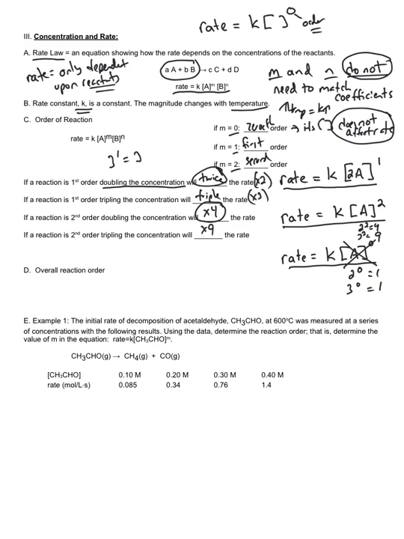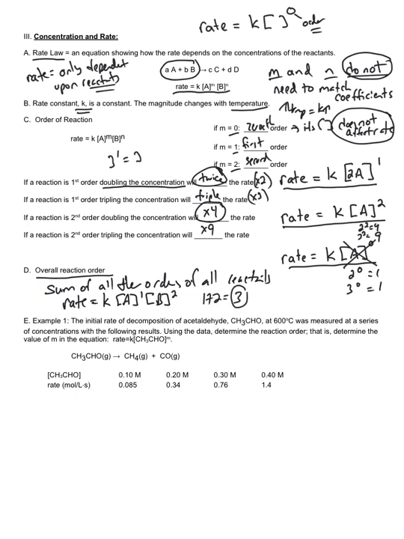Now, before I get there, I forgot to mention one thing. That is the overall order of a reaction. The overall order of the reaction is simply the summation of all the orders of all reactants. So let's say my rate law is rate equals k, concentration of A to the 1st, concentration of B to the 2nd. 1 plus 2 would be 3. So the overall order of this reaction would be 3rd order, or 3.